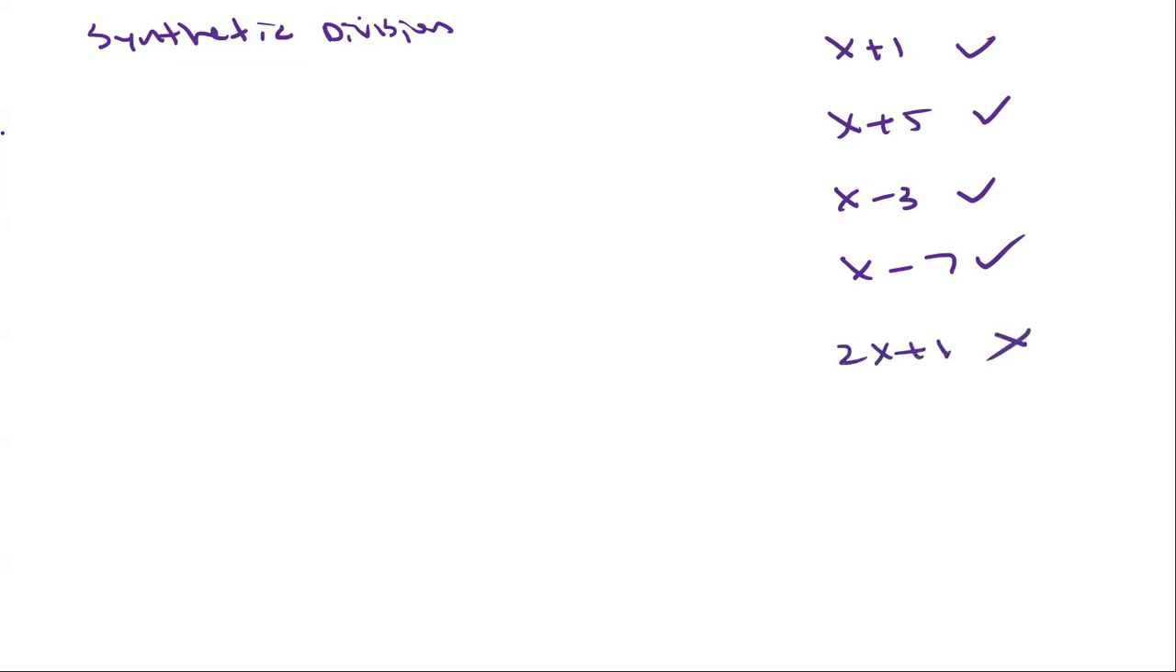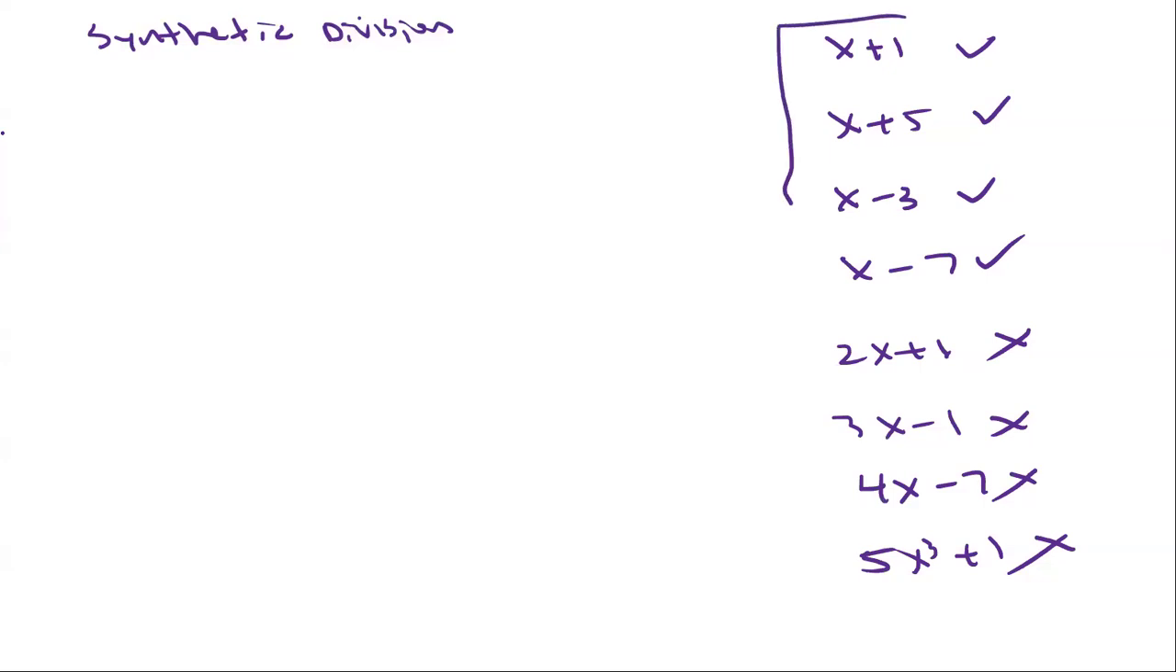So for example, if it was like, say, x plus 1, you're dividing by, that works. If it was like x plus 5, that works. If it was x minus 3, that works. If it was x minus 7, that works. However, if it was like 2x plus 1, you can't use it. If it's 3x minus 1, you can't use it. If it's 4x minus 7, you can't use it, okay? Or if it's 5x to the third plus 1, you can't use it, okay? So it only can be in this format, okay? All the other ones won't work, right?